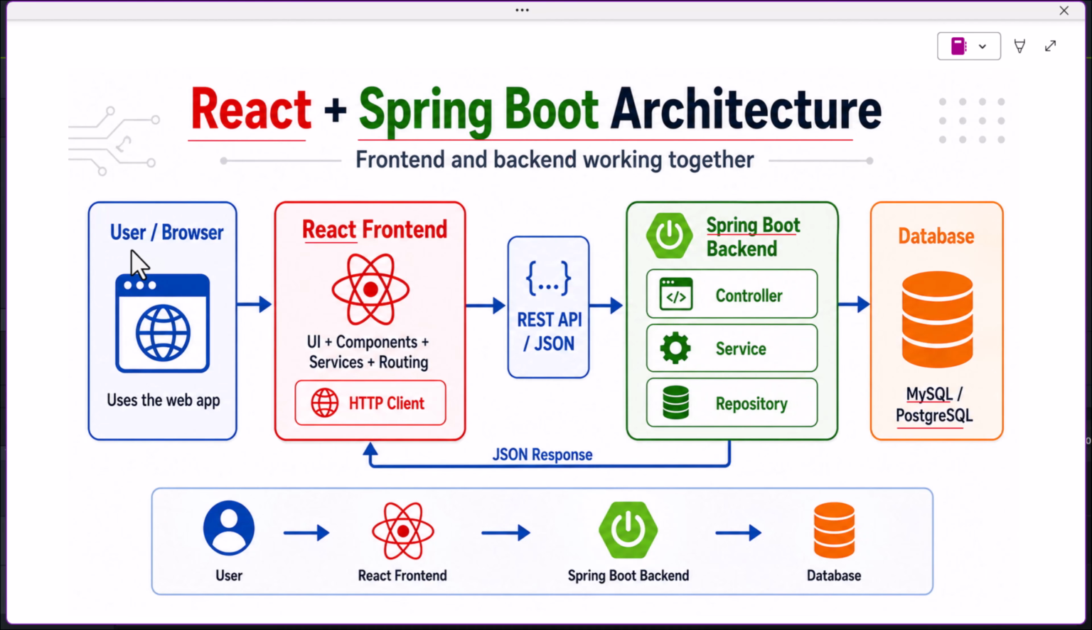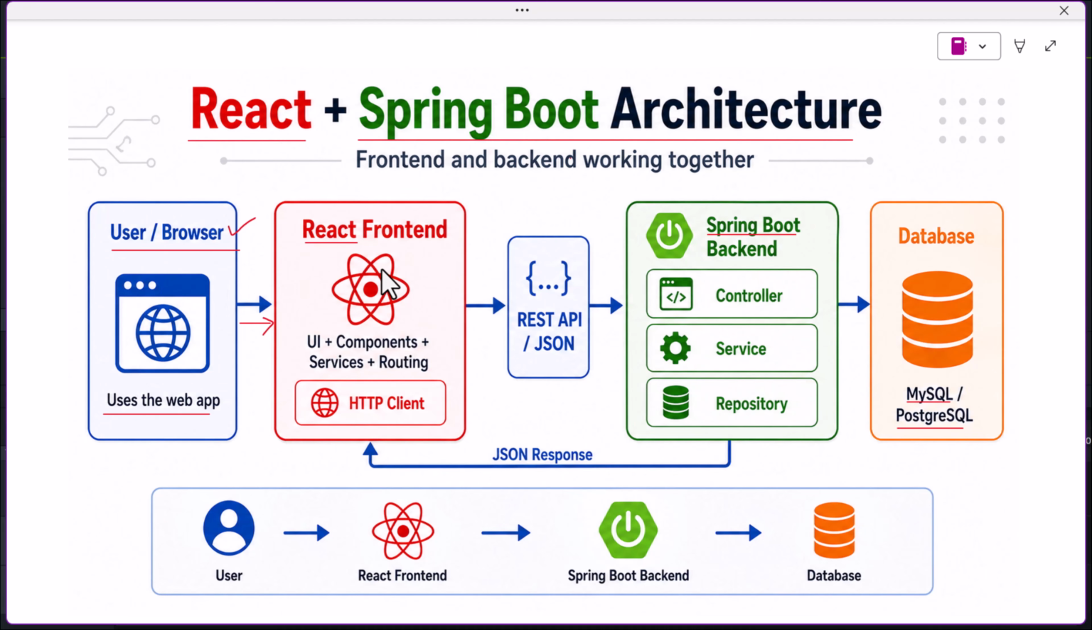The flow starts with the user or browser. A user opens the web application in a browser and interacts with the React frontend. For example, the user may open a product page, submit a login form, add an item to cart, or click a button to view data.